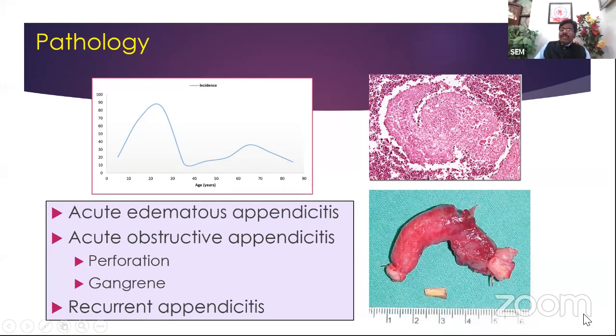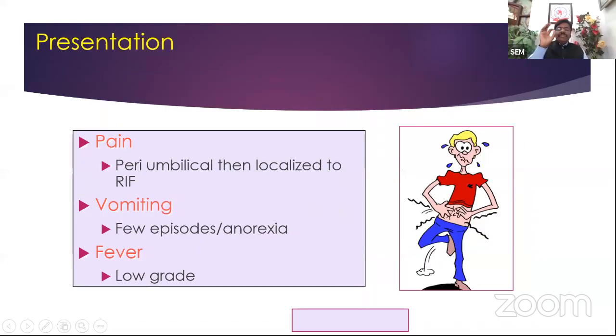But what is more important is the presentation. The three classical symptoms: the patient will say, sir, I had a pain around my umbilicus 2 hours ago. Now I'm having severe pain, now present all along the right iliac fossa.